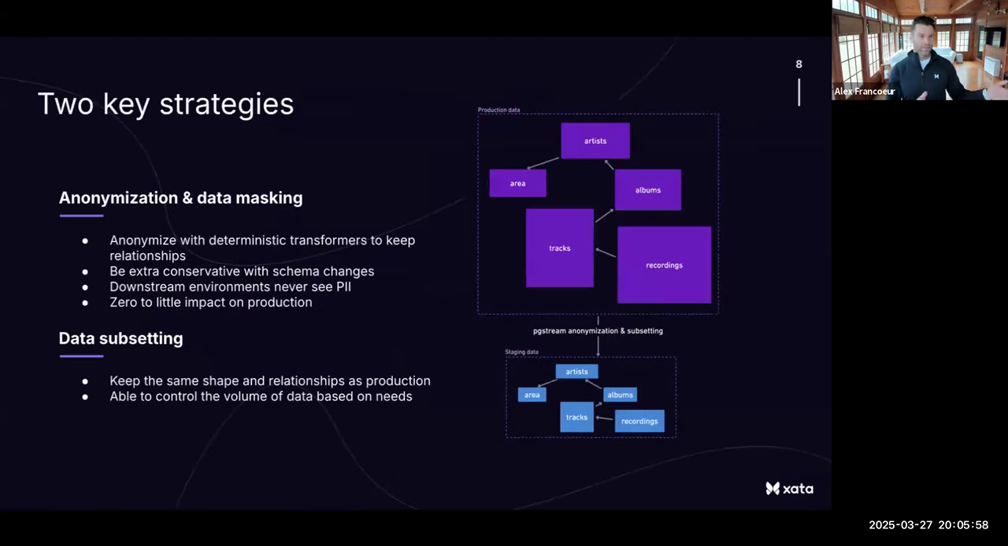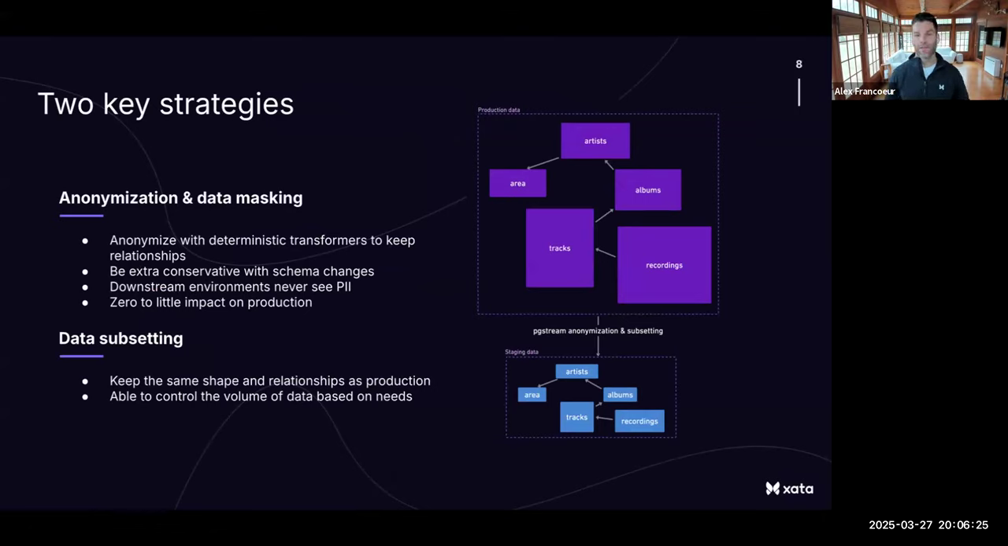But the solution typically ends up resulting in two different strategies, I'd say, that address most of these challenges. The first is anonymization and data masking. This is probably the most important part of the use case. You need to implement with deterministic transformers to keep the relationships in your database. When schema changes occur, you should be more conservative than anything, either generating errors that stop your pipeline or default to obfuscating data so you don't have any data leak.